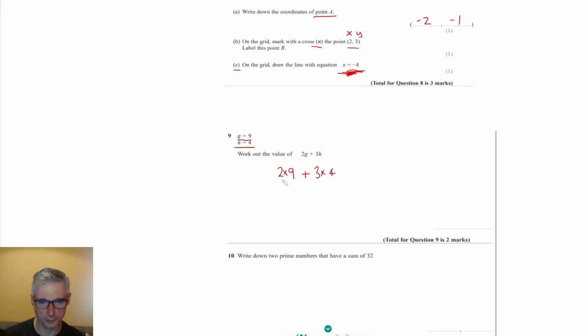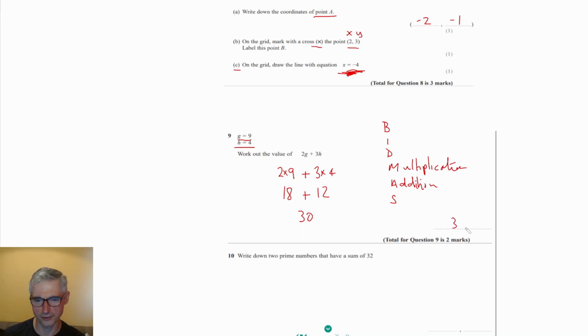So we're going to work out the 2 times 9 first, and that's going to be 18. And we're going to do all the multiplications first, because by the laws of BIDMAS, we've got to do our multiplication, which is what the M stands for, before we do any addition. So before we do the add, we've actually got to work out what 3 times 4 is. So that's going to be 12. And then when we add them together, 18 plus 12 gives us 30.